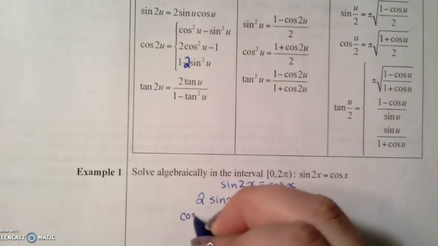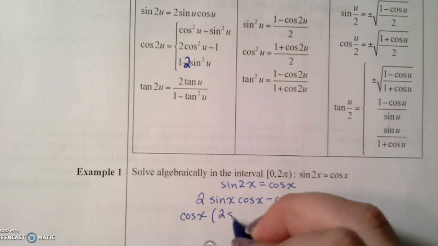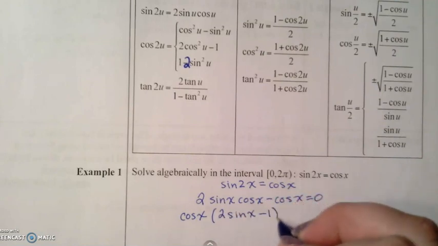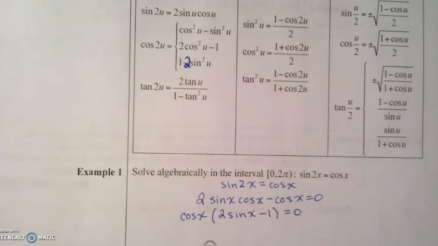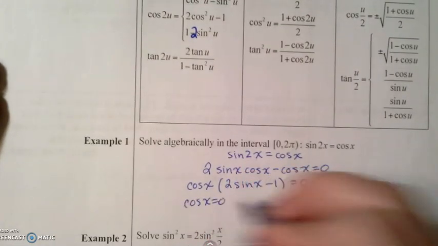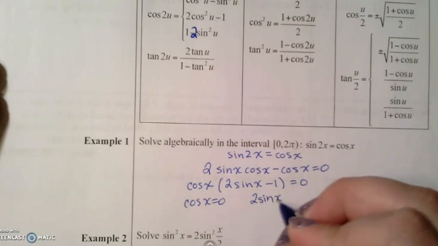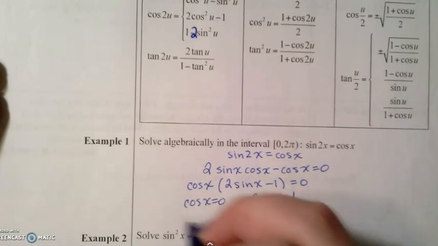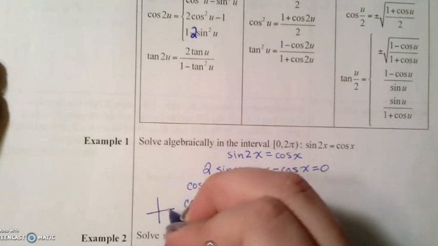Factoring out cosine of x, I'm left with 2 times sine of x minus 1 equals 0. Using the zero product property, I get that cosine of x equals 0 and 2 times sine of x equals 1. So let's start with when is cosine of x 0.